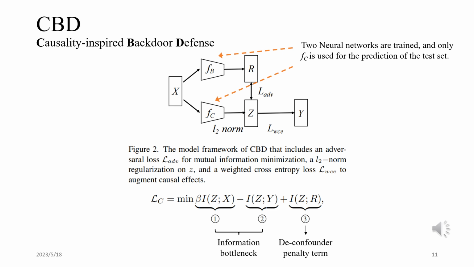In the training phase, FB is first trained on the poisoned dataset to capture the spurious correlations of the backdoor. The other clean model FC is then trained to encourage independence in the hidden space with mutual information minimization and sample reweighting. After training, only FC is used for downstream classification tasks.